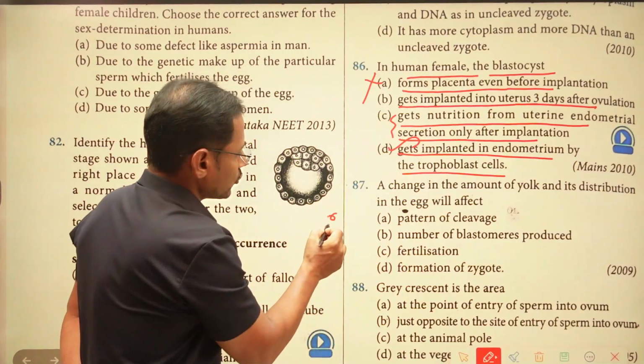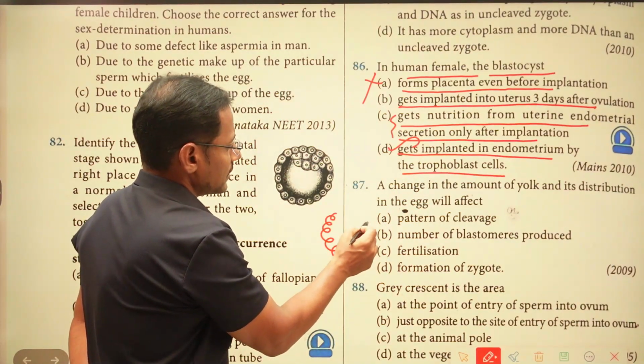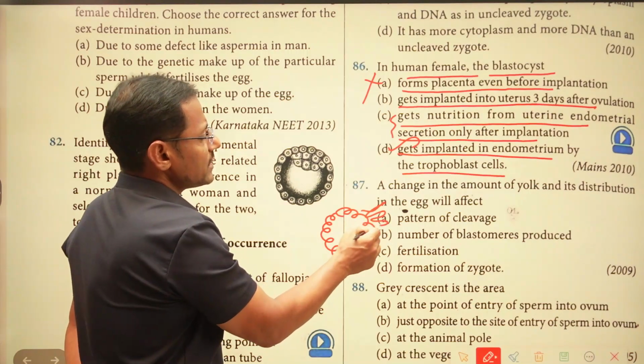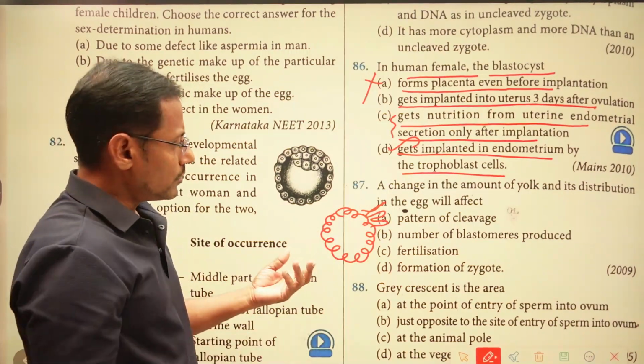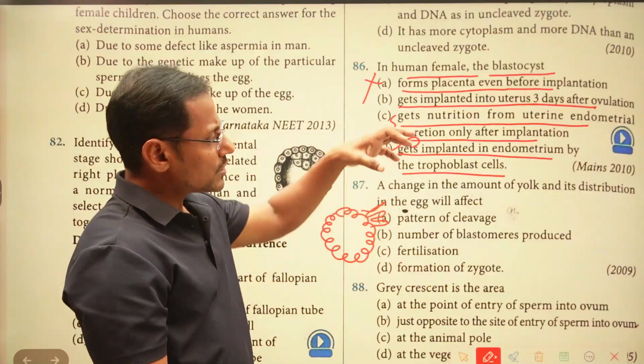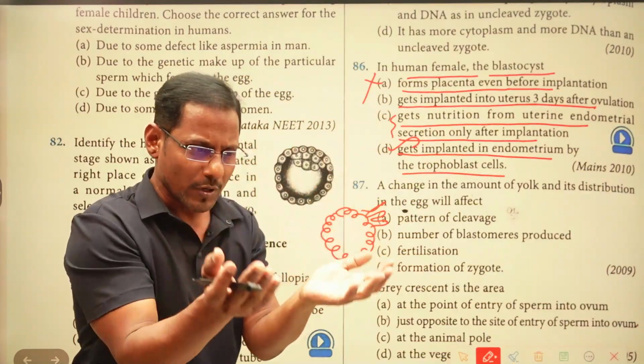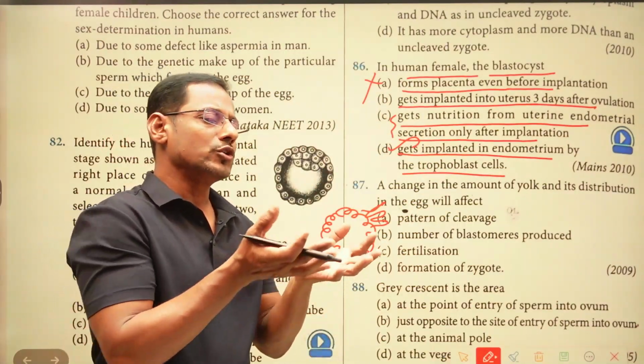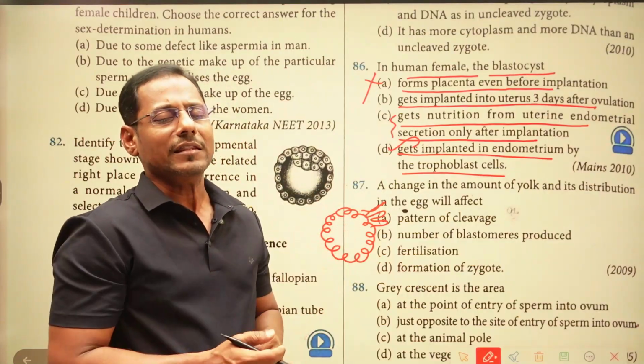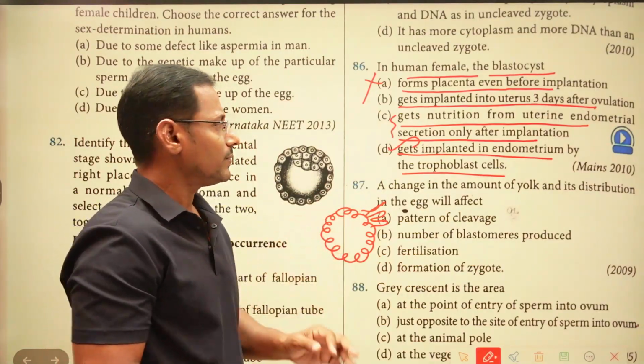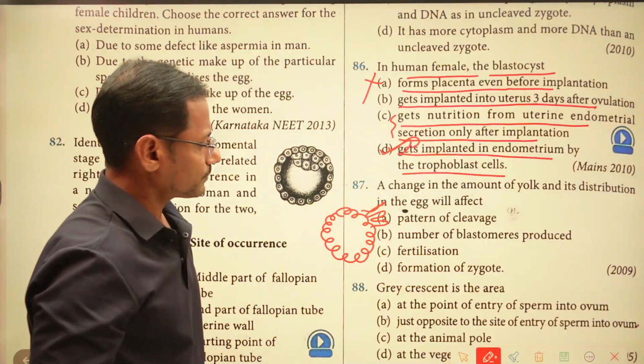So after the formation of the trophoblast, we know that these trophoblast cells are going to form some kind of structures. So when the blastocyst has a trophoblast around it, then only is it going to implant in the uterine wall, in the endometrium, right? So this is the correct option.